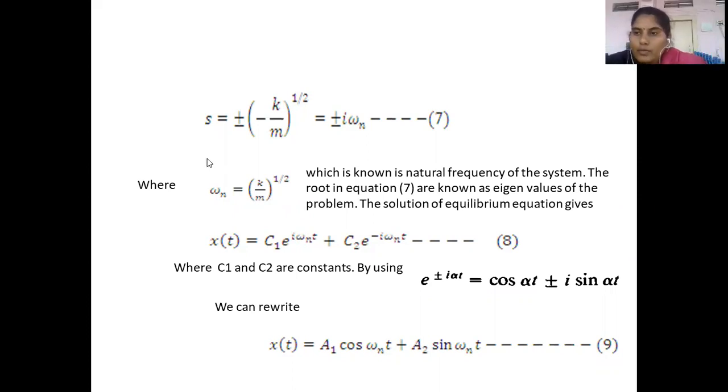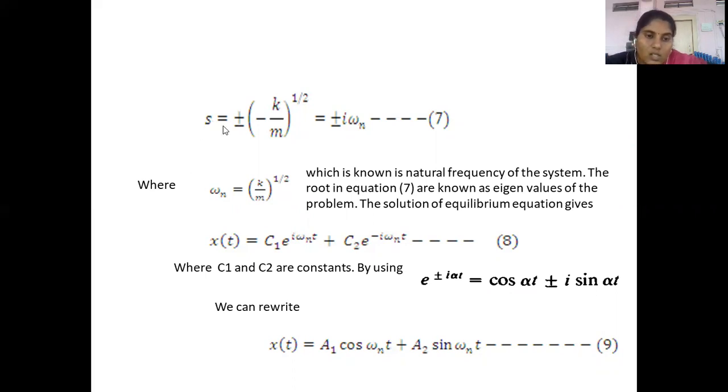Okay, I hope all of you have calculated the values of s, that s1 and s2, from the last quadratic equation, that is ms square plus k is equal to 0. The value of s we will get in terms of minus and plus, because s square has two roots. One is s1 and the second root is s2, the positive root and the negative root.